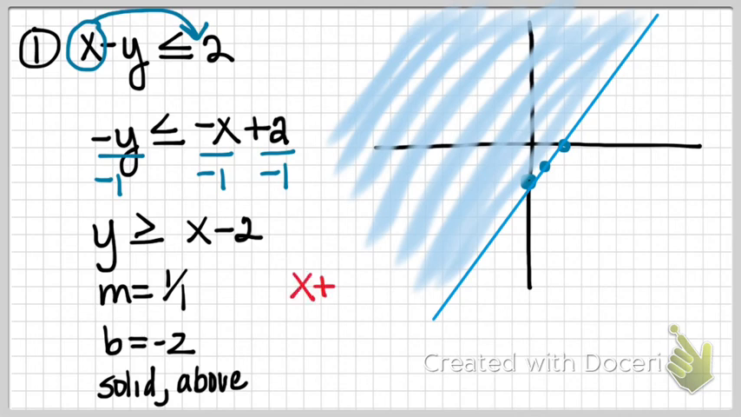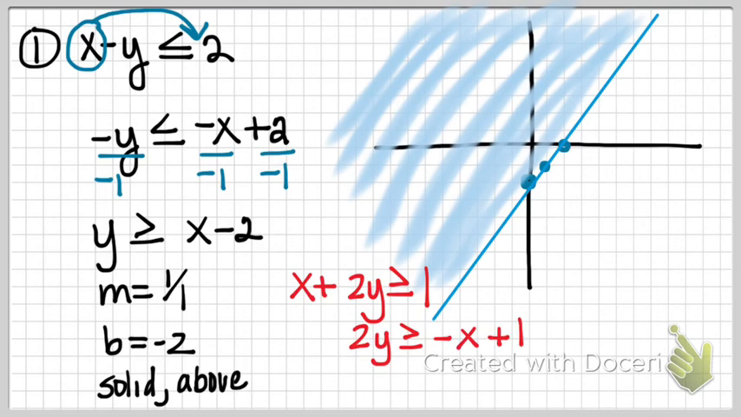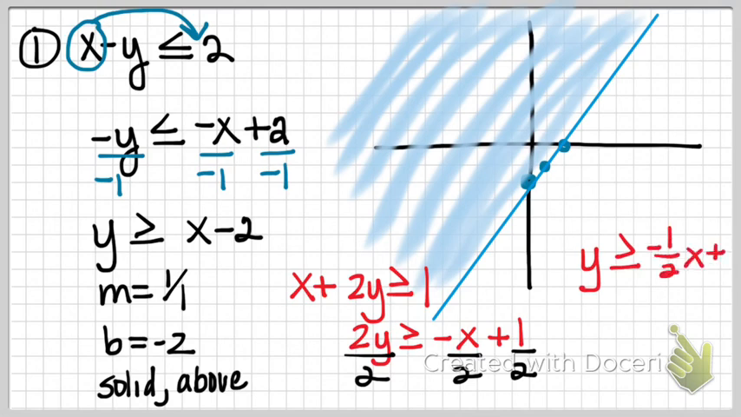The second one says x plus 2y is greater than or equal to 1. So we would have to first subtract the x. So 2y is greater than or equal to negative x plus 1. And now you're going to divide everything by 2. So your second inequality is y is greater than or equal to negative 1/2 x plus 1/2. Off the screen a little bit.